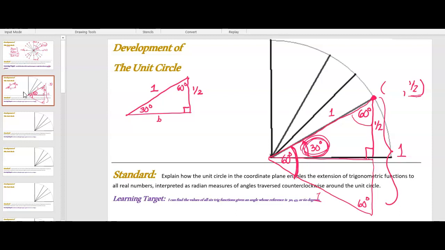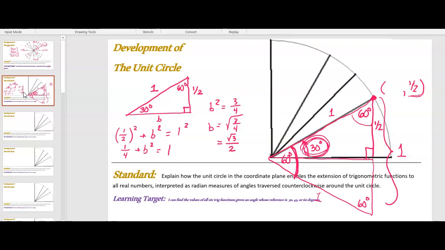But I do know that 1/2 squared plus b squared equals 1 squared. Okay? 1/2 squared is 1/4. 1 squared is 1. Subtract 1/4 from both sides. That gives me that b squared is 3/4. And then I take the square root of both sides. And the square root of 3/4 is the square root of 3 over the square root of 4, but the square root of 4 is 2.